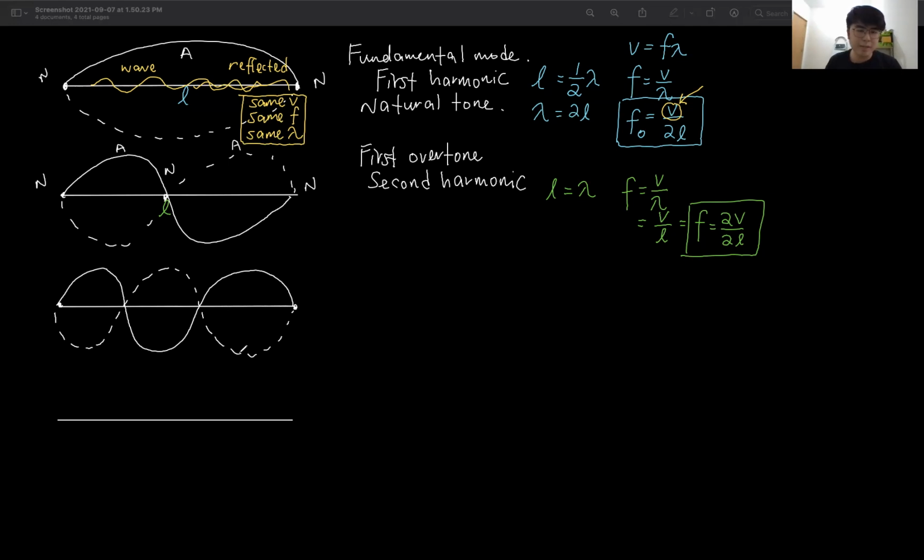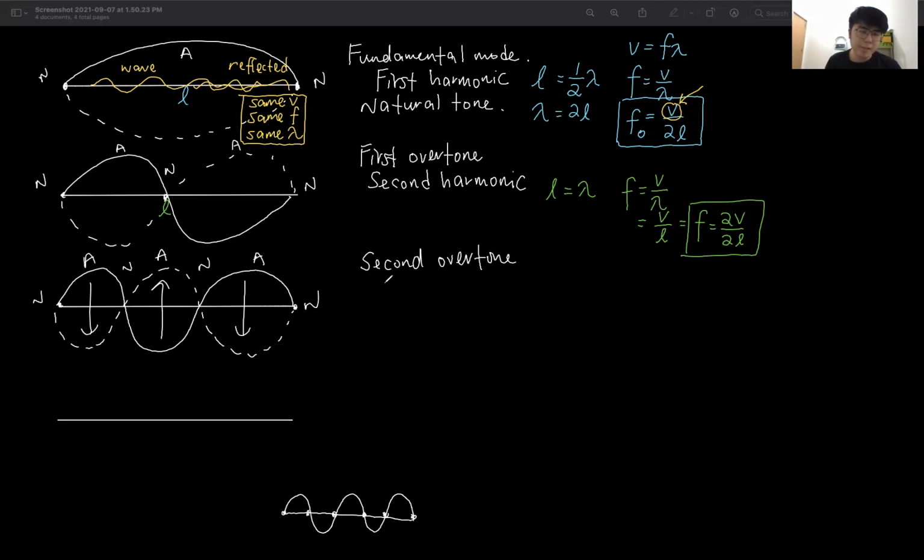So no need to memorize all this pattern. Actually, you just draw the wave like this, like how I did just now, and then you just take the node to the next node, to the next node, to the next node. You can use this to help you draw out the pattern. Here we have node, node, node, node, antinode, antinode, antinode. Each loop, they are going up and down. All right, this one we say second overtone, or we can say the third harmonic.